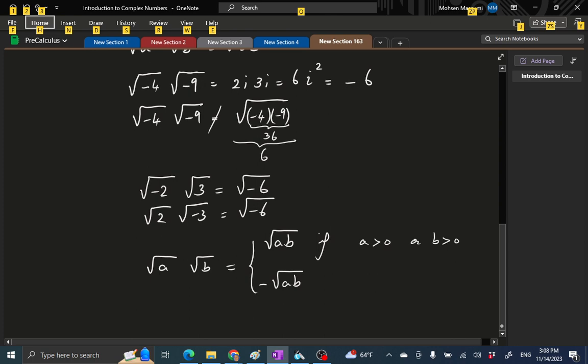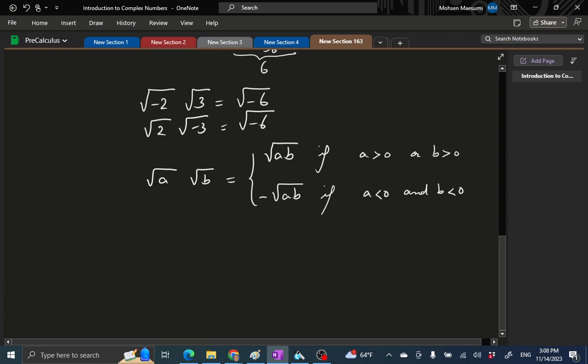That is, if you want to write minus 4 times minus 9 in the radical, that will give you the 6 that you want, but then you want an additional minus in front of it. So it's going to be minus square root of ab if a is less than 0 and b is also less than 0. So that is something to remember.